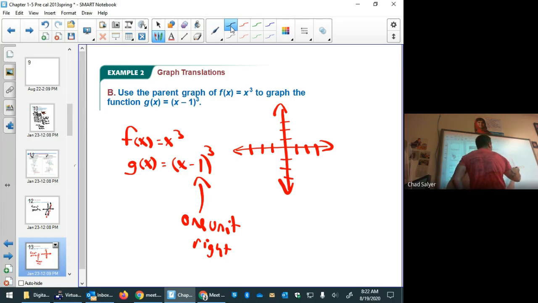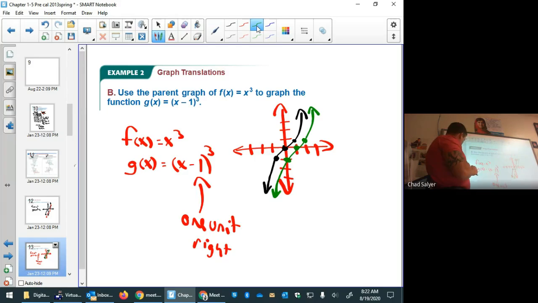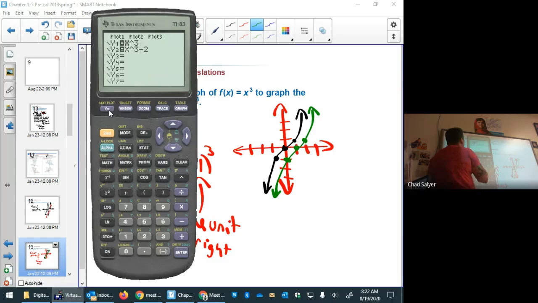So y equals x cubed includes these 3 points, and it goes around them like so. So we just move all those points to the right one. We'll have this graph. And again, we can use our calculator to confirm.